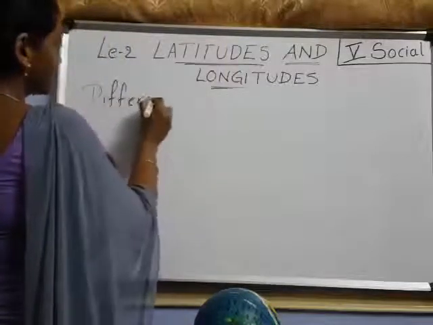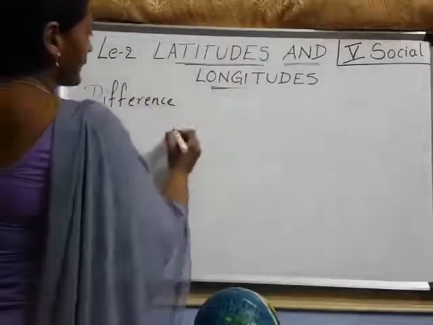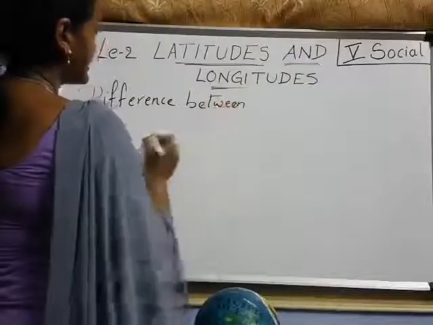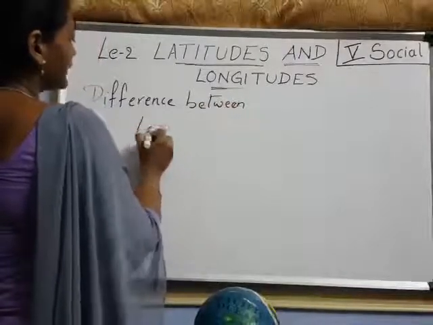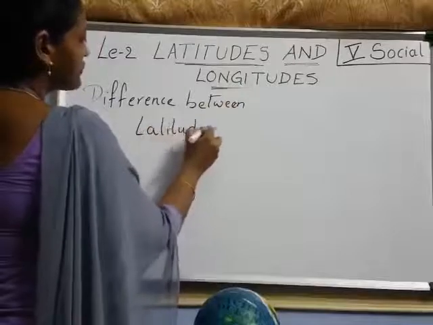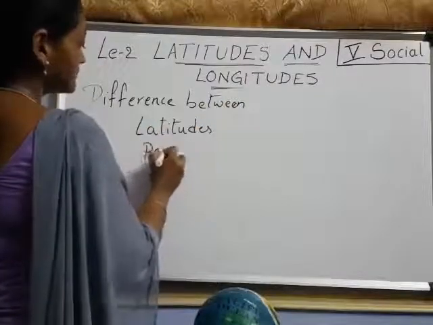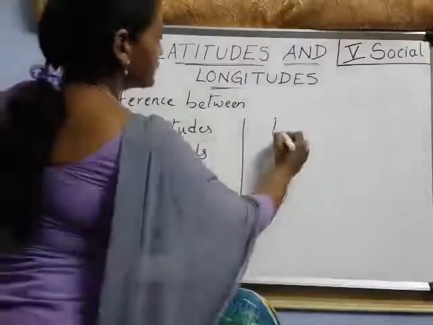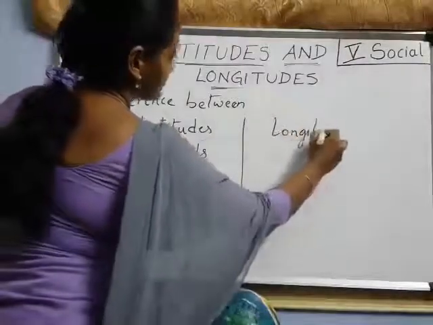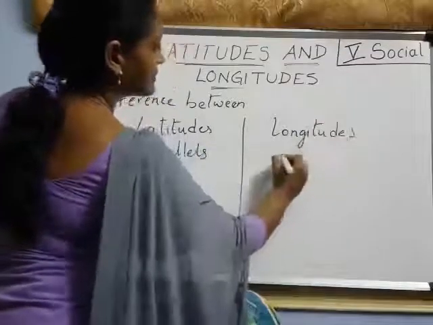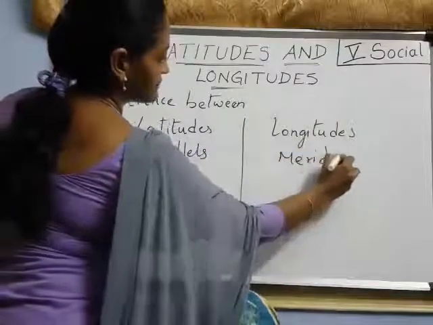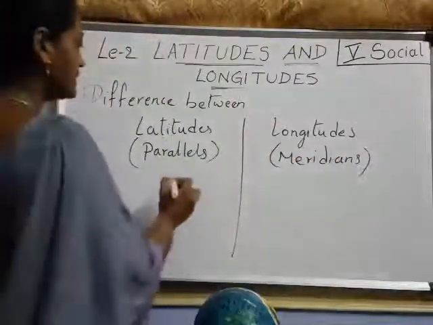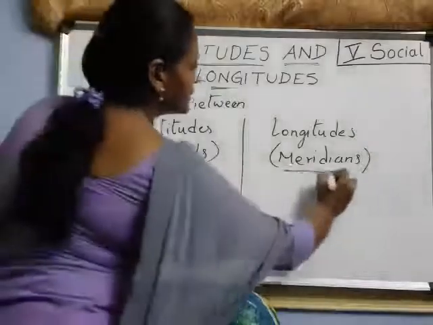We'll just revise once. Tell me quickly. You have to tell this one. First one, latitudes. Latitudes are also called, what do we call? Parallels, right? And longitudes are also called, yes, meridians. Right, children? What do we call? Meridians. Now we'll see the difference between parallels and meridians.